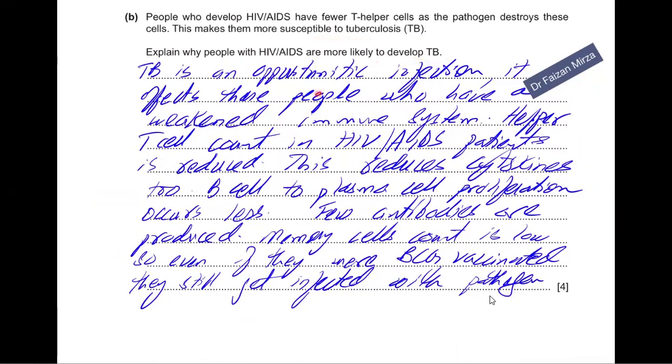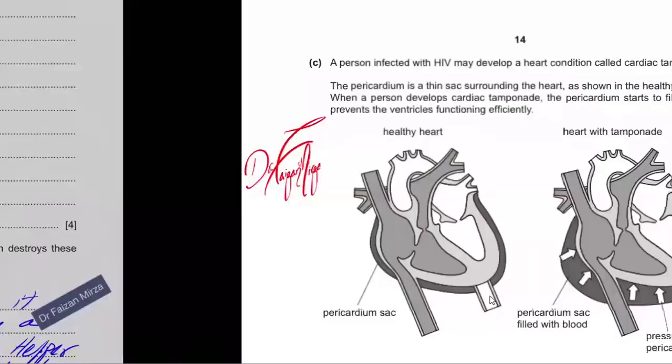So TB is an opportunistic infection. We have learned this. It affects people who have a weakened immune response. Helper T cell count in HIV/AIDS patients is reduced already because that's where the pathogen lives. This reduces the cytokines too. So B cell to plasma cell proliferation occurs at a lower rate. Fewer antibodies are produced, and memory cell count is low too. So even if they are BCG vaccinated, they still get infected with the pathogen. So you need to get 4 points there.